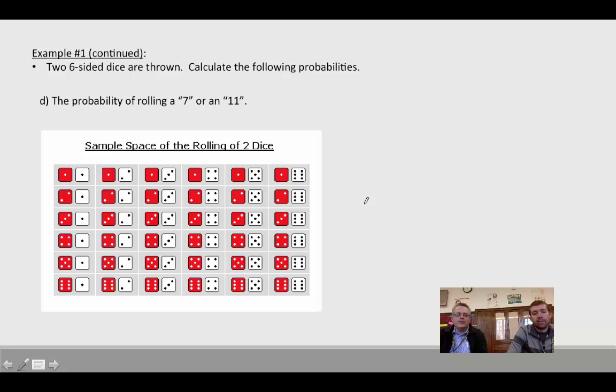7 or 11. The 7 column, that's all these guys.